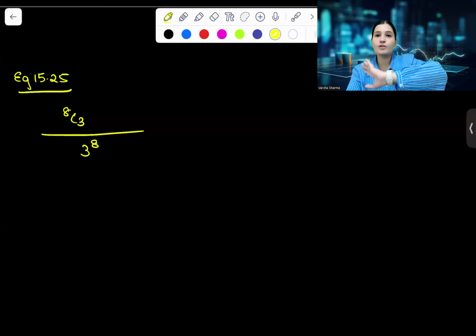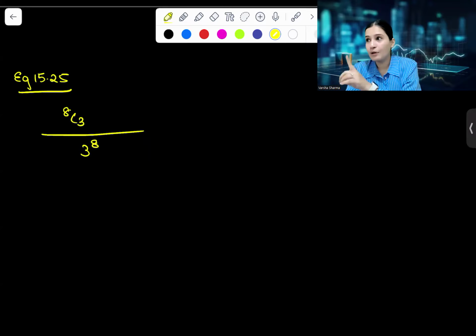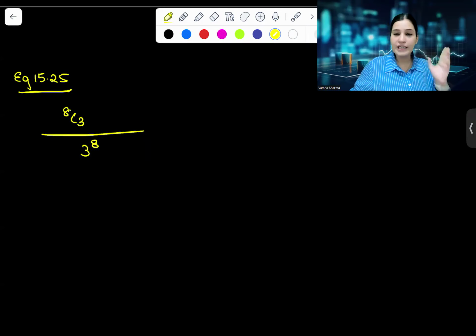That is full. No more balls can be put there. Is my work complete? No. I had 8 balls. I've only placed 3 balls till now. Remaining 5 balls are still left. Now those 5 balls have what option? Second box and third box. So from those 5 balls, I pick up the first ball. How many options? 2. Second ball, 2. Third ball, 2. So each one of the 5 balls will have 2 options. So in total, 2 power 5.